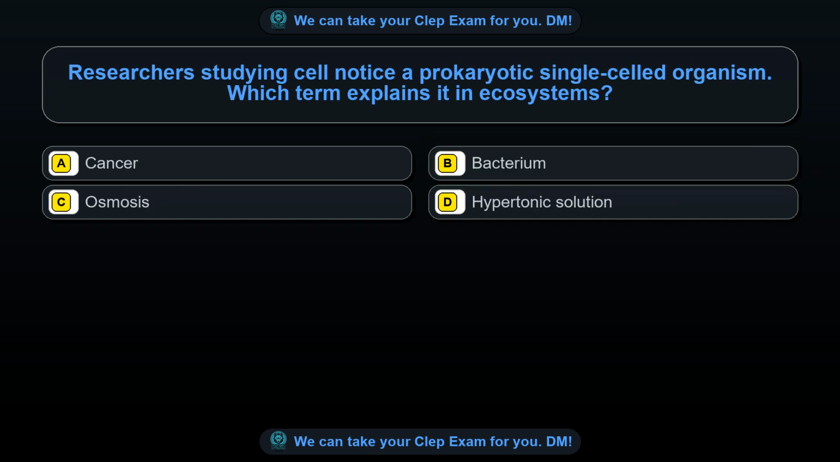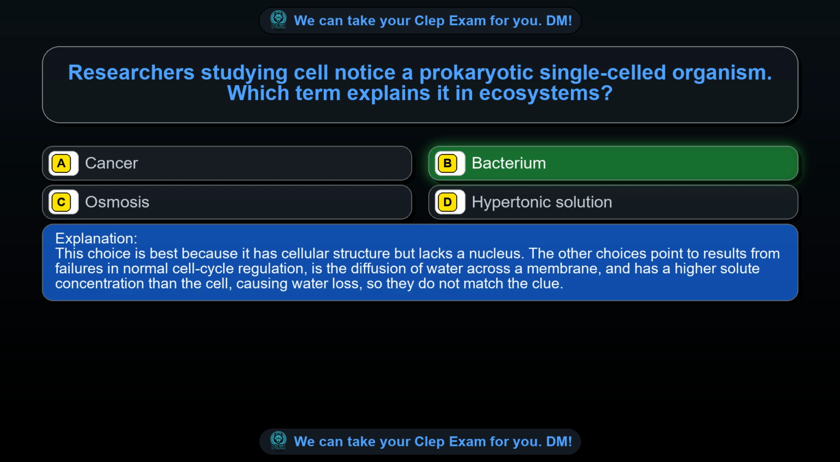Question 82. Researchers studying cells notice a prokaryotic single-celled organism. Which term explains it in ecosystems? Option A, cancer. Option B, bacterium. Option C, osmosis. Option D, hypertonic solution. The correct answer is option B, bacterium. This choice is best because it has cellular structure but lacks a nucleus.